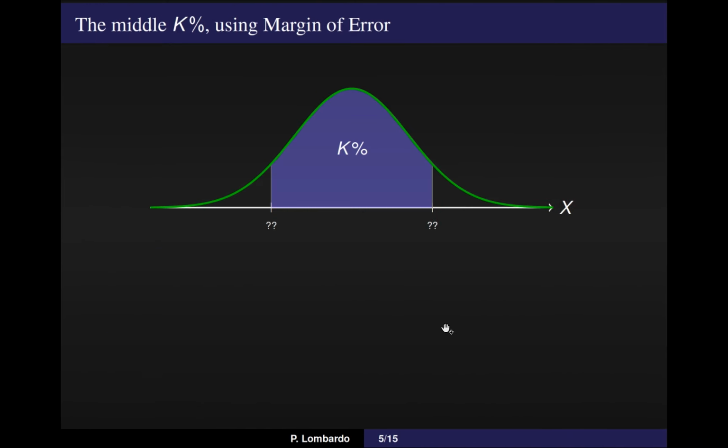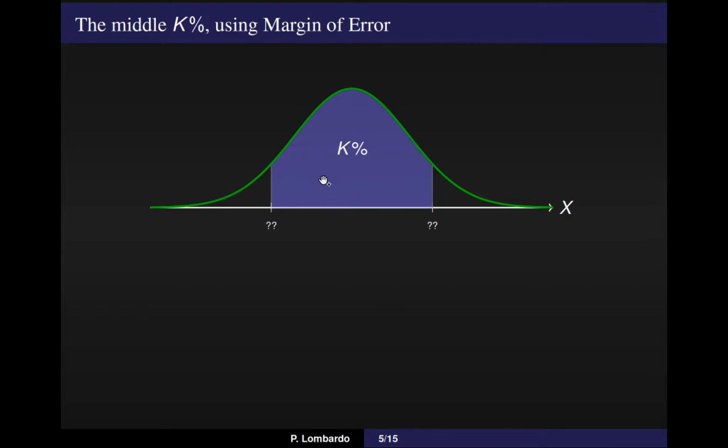Okay, so the last bit that I want to talk about is finding the middle percentages. I'm going to present two different ways of doing this. One is just to use the norm.inverse command twice, and the other is using something called the margin of error approach. The margin of error approach is going to be very important because it lays the foundation for how we compute confidence intervals, a technique later in class.